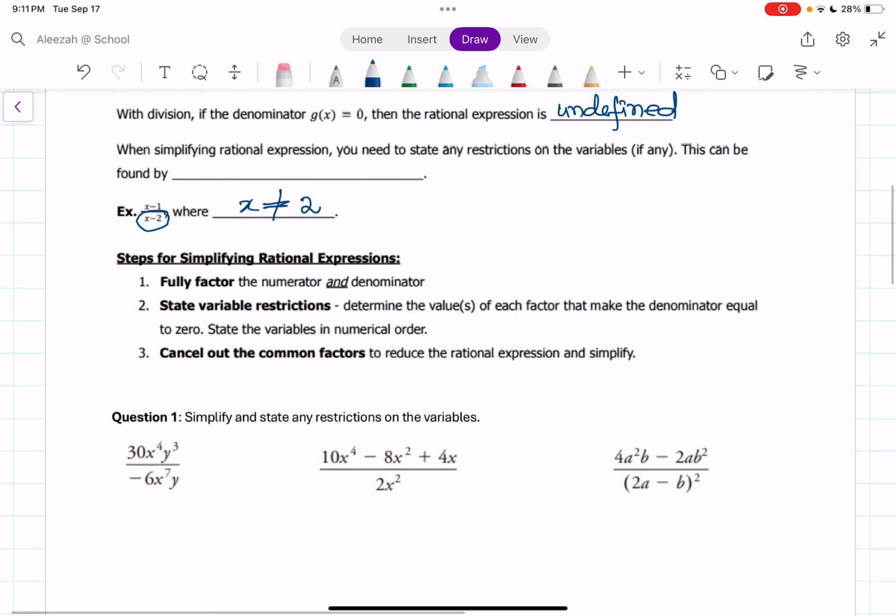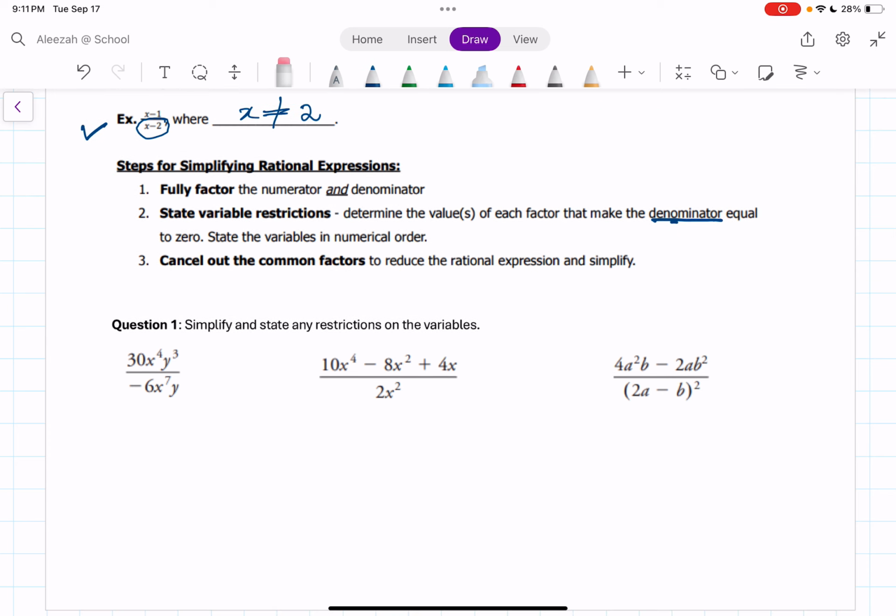Okay, so these are some of the steps for simplifying a rational expression. The first thing we do is factor fully the numerator and the denominator, if possible. Then we state variable restrictions. Restrictions are just as I gave in the example here. Determine the values for each factor that makes the denominator equal to 0. State the variable in numerical order. Okay. Cancel out the common factor to reduce the rational expression and then simplify.